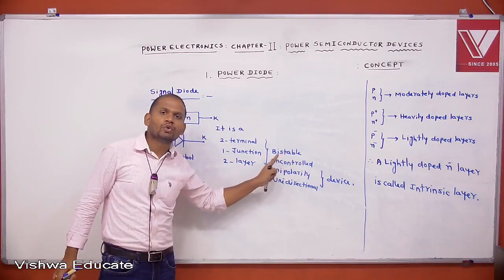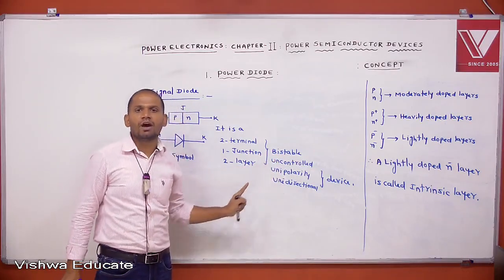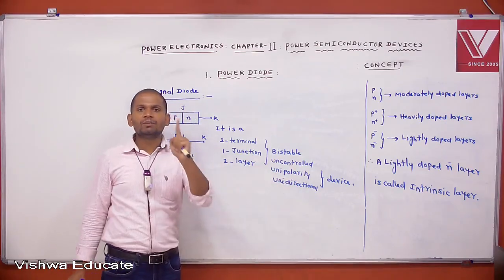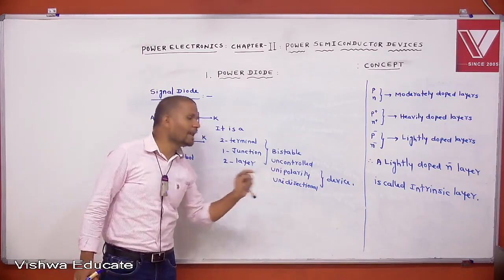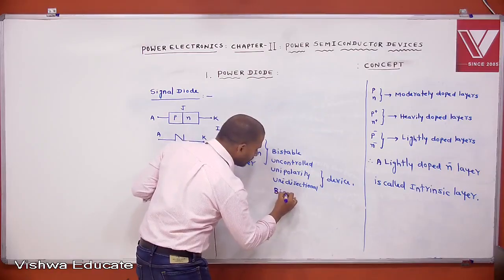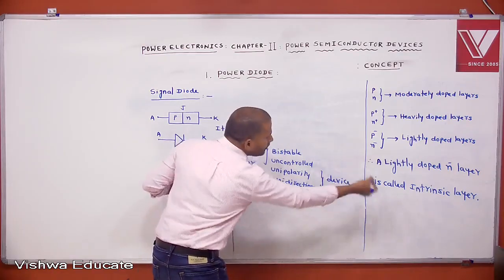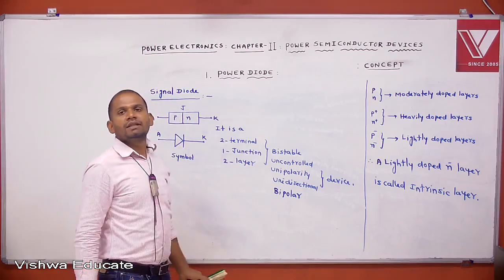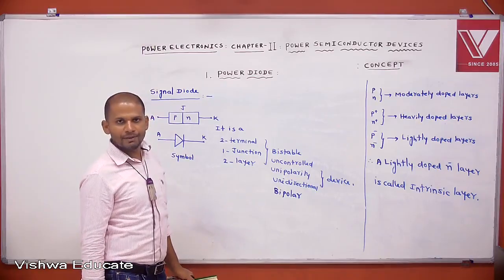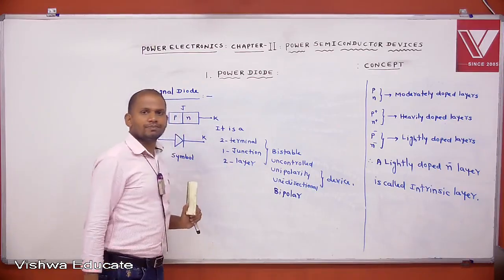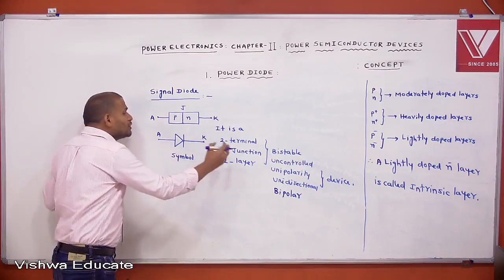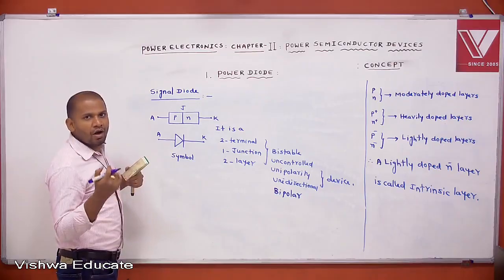Bistable means it has two states, one is the on state and the other is the off state. Uncontrolled, unipolarity means it blocks only one polarity. Unidirectional, bipolar device, that is, the conductivity is due to both majority and minority carriers. That is a bipolar device. It is operated in two states, that is on state and off state.